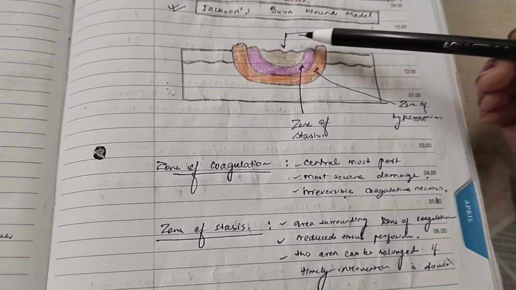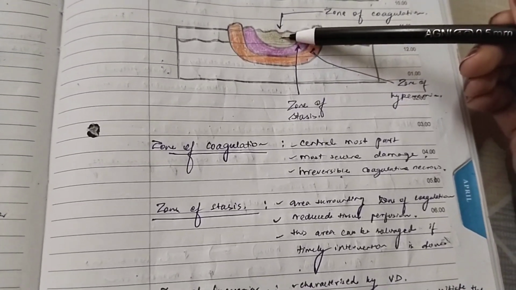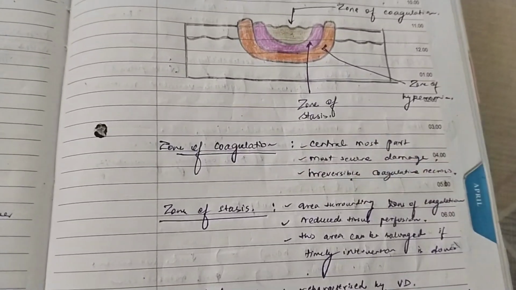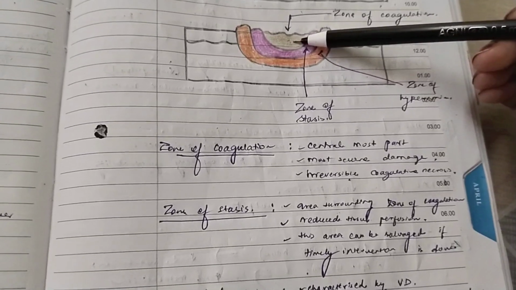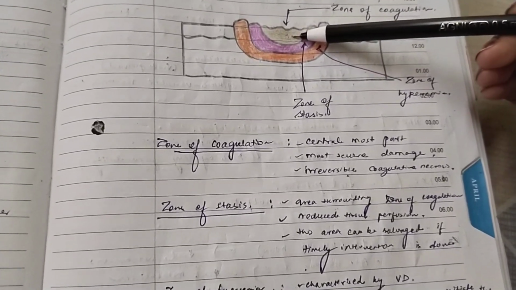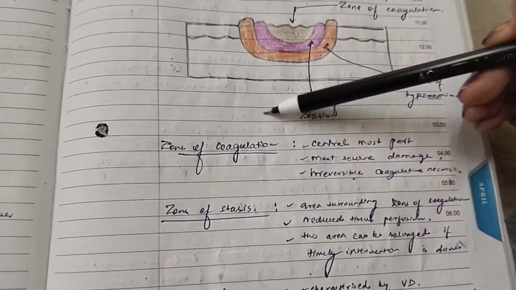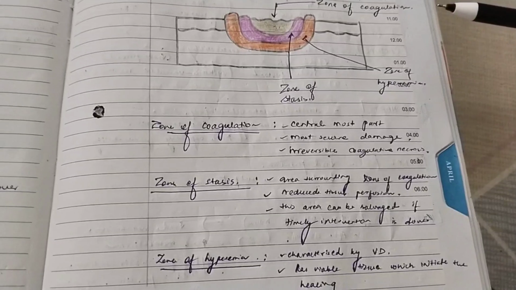Can you see that central zone? This is the centralmost part of a burn wound. This is called as the zone of coagulation. C for coagulation, C for central. And most severe damage will occur in this zone only. Here, irreversible coagulative necrosis will occur. That is why it is called the zone of coagulation, because coagulative necrosis is occurring here.